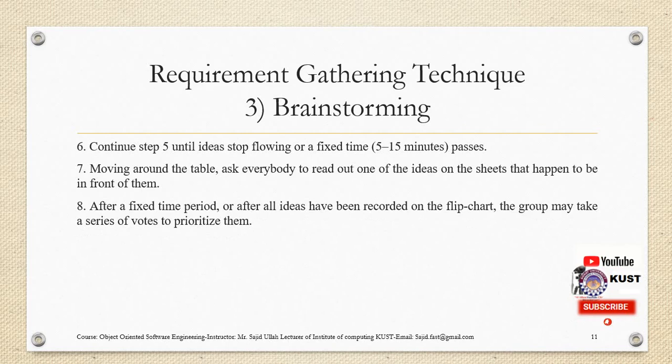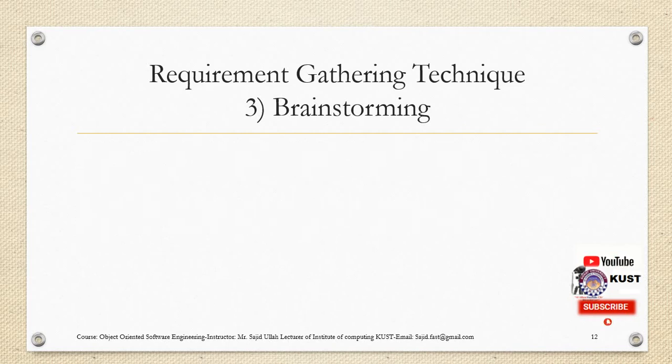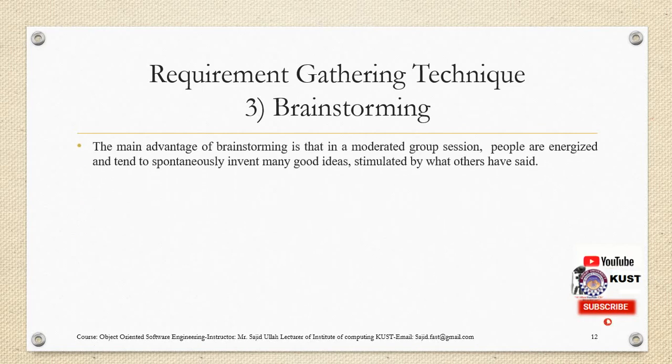After a fixed time period, or after all ideas have been recorded on the flip chart, the group may take a series of votes to give priority to these ideas. For example, every person may be given a fixed number of votes that they can allocate to the answers they think are most important.